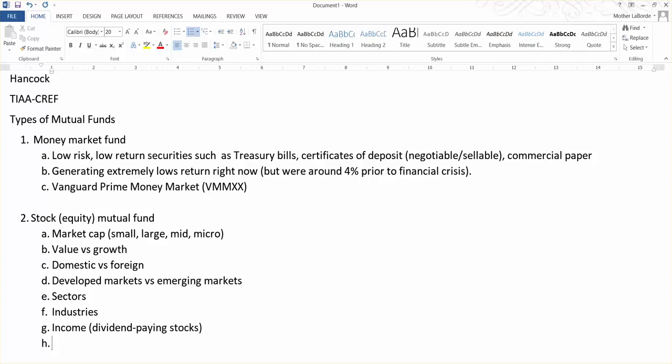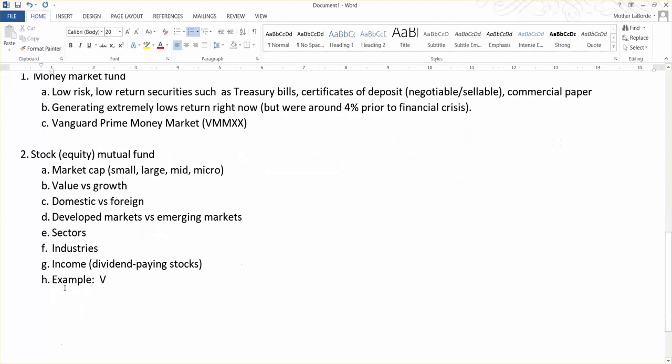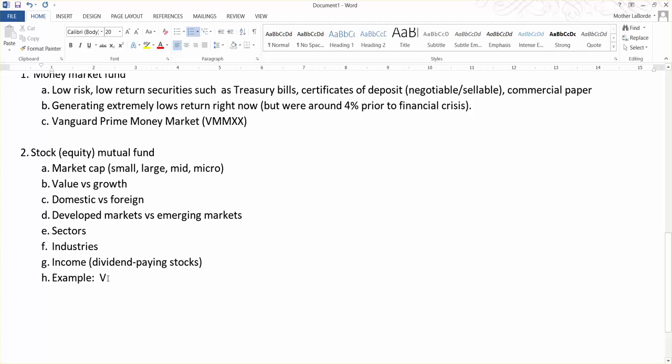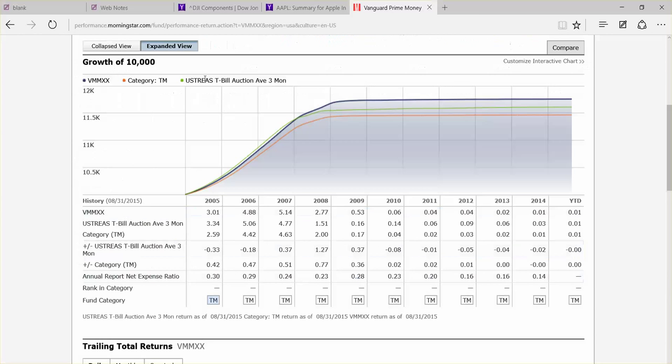This particular one is not an income fund, so I just want to give you an example. And I don't want you to think it's an income fund because I'm putting it right by the income fund. But the Vanguard Total Stock Market Fund, and its ticker is VITSX. Let's take a look at it on Morningstar.